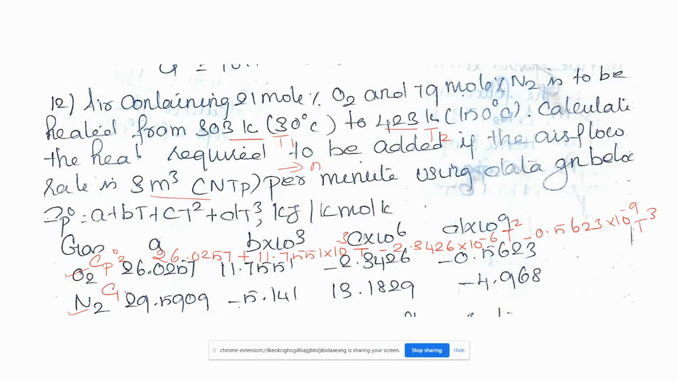Same way, Cp naught of N2 will be A plus Bt plus Ct square plus dt cube: 29.5909. Instead of plus, here you have minus, so minus 5.149 into 10 power minus 3 t, plus 13.1829 into 10 power minus 6 t square. Instead of plus, here you have minus 4.968 into 10 power minus 9 t cube. So this is Cp naught of N2.